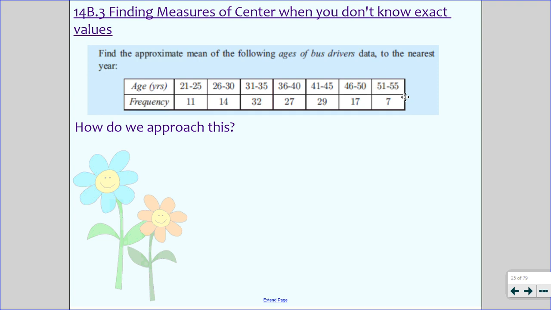But if we want to know the measures of center for that data, so the mean, median, and mode, how do we treat that? Because we don't have a number, we have a range of numbers. So how do we approach this?